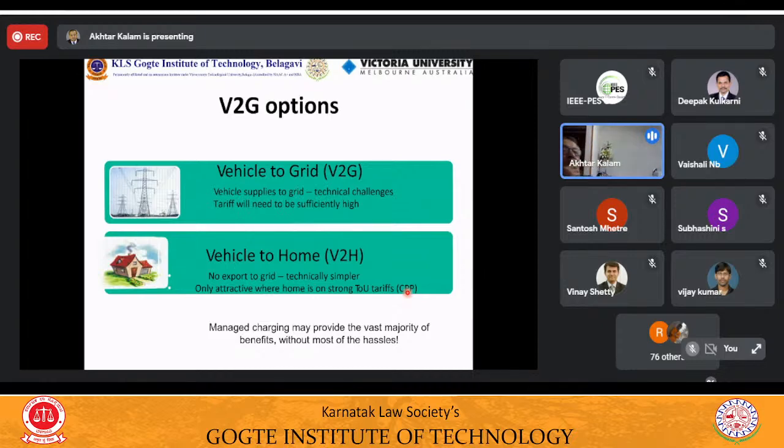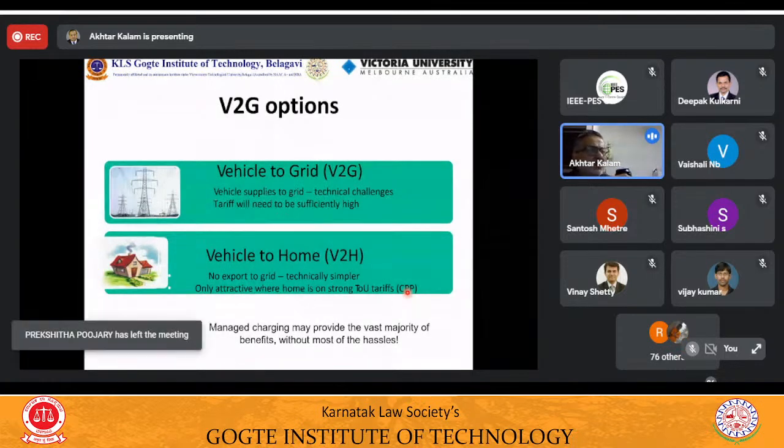So if I am on a strong TOU tariff, I would like to have my vehicle charged. This is illegal, by the way. I don't want you to do that. But I just want to say that someone charges outside and uses it to run their home. This might provide the vast majority of the benefit, and it may not have a lot of hassle too. And you will find more and more vehicles will be providing power to the home. And I've seen a lot of examples of cars which have the capability of providing power to the home, using your electric vehicle to run your home.